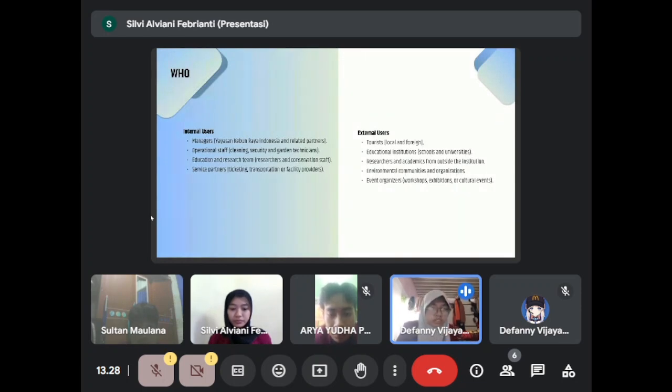The next category is who: internal users. There are managers, operational staff, the education and research team, and service partners. There are also external users, such as tourists, educational institutions, researchers and academics from outside institutions, and environmental event organizers. Next, please.